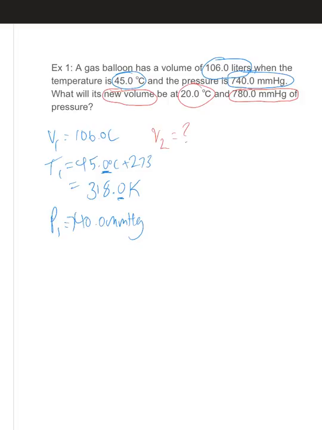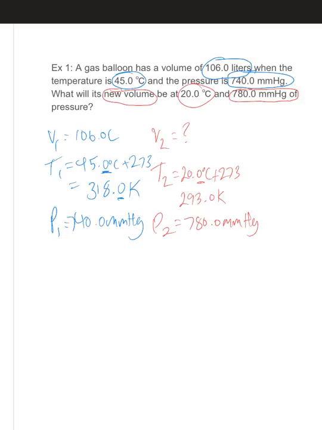And then I'll go ahead and do it for the final set of conditions. V2, well, it's actually what it's asking for, so I'm going to leave that as a question mark. T2 is 20.0 degrees Celsius, which I'll once again go ahead and add 273 to. And when I do that, I get 293.0 Kelvin, once again keeping the place value. And then P2 is going to be 780.0 millimeters of mercury.